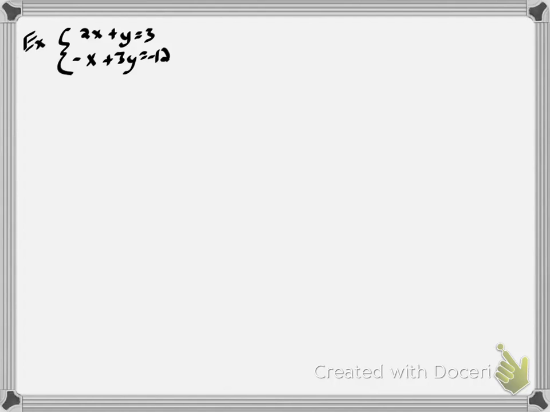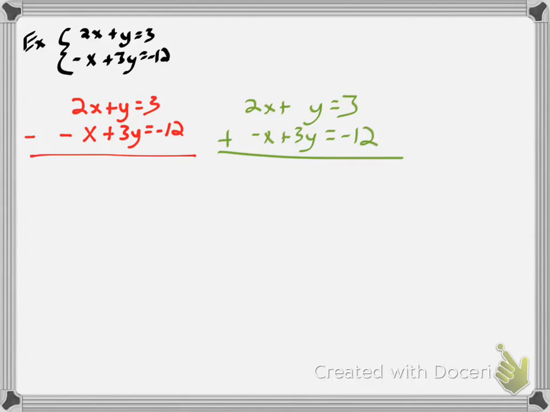Let's see if that works. 2x minus negative x gives me 3x. Y minus 3y is 2y. So it doesn't really work out. So I can't add or subtract these. And if you want to, you can actually try it out. Let me show you what I'm talking about. So here I'm going to subtract them real fast.